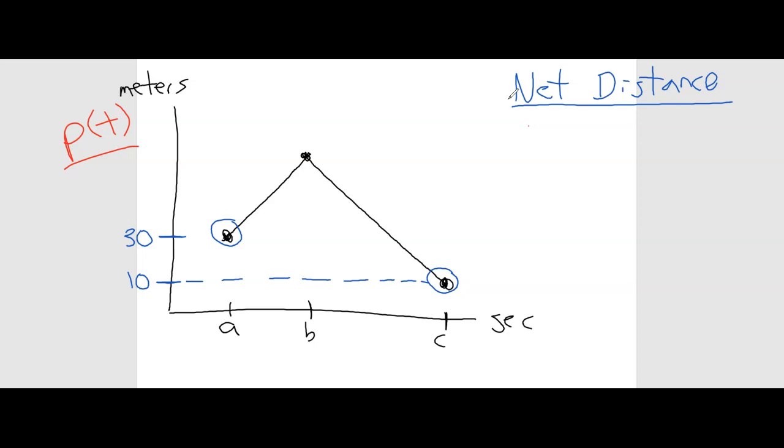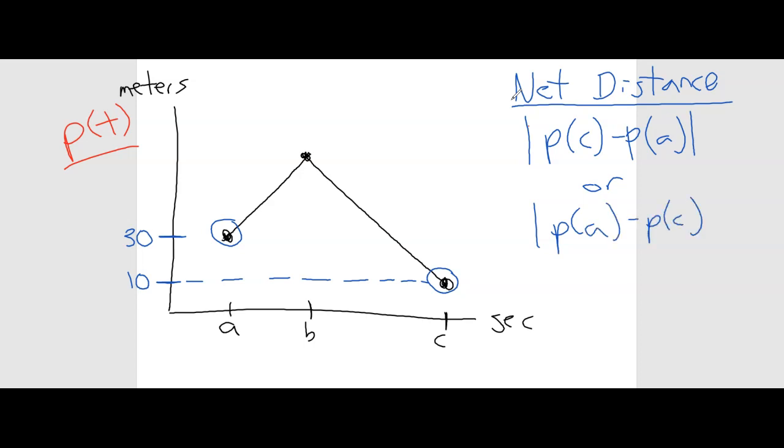As a general rule, we could say the net distance is going to be, in this case, the absolute value of p of c minus p of a. Or because we have the absolute value, which is always going to make that positive, I could do p of a minus p of c. It doesn't matter which way you subtract as long as you know your final number is positive. I could do 30 minus 10 and get 20, or I could do 10 minus 30 and get negative 20. But because I have the absolute value there, my final distance is always going to be positive. So again, net distance, you're just taking the difference between the final position and the initial position. And those are going to be the y values if you're talking about a position function.